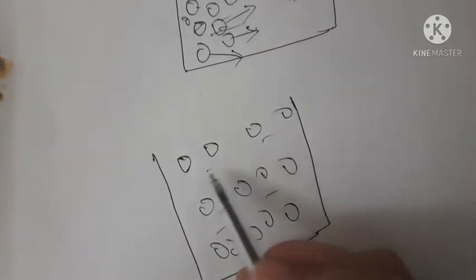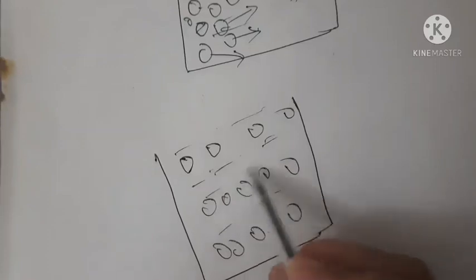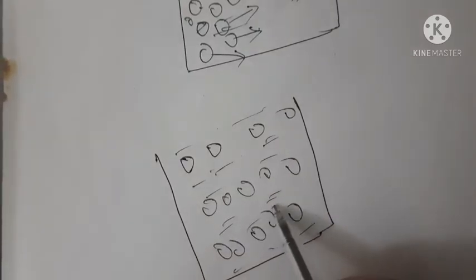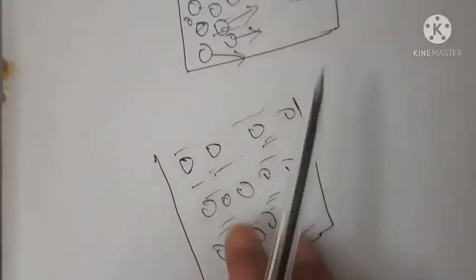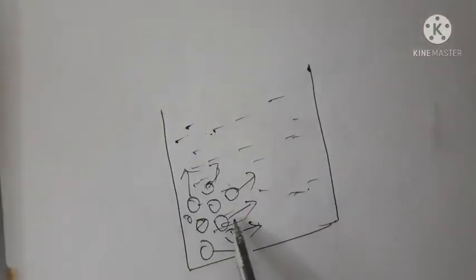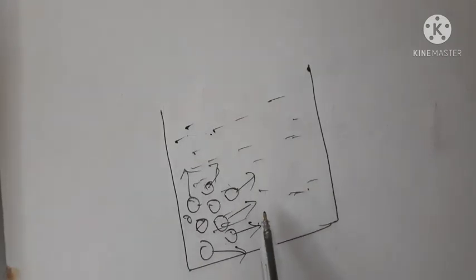So this is called diffusion. So what is diffusion? It is the movement of substance from the region of higher concentration to the region of lower concentration till it becomes equal. That is called diffusion.